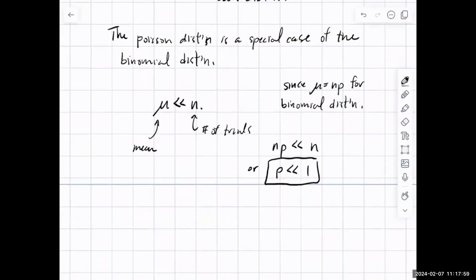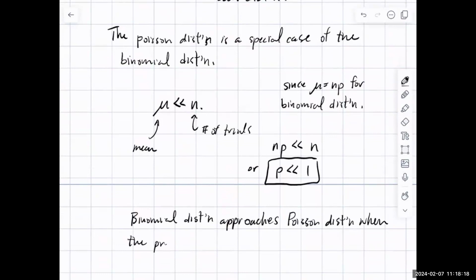So the binomial distribution approaches the Poisson distribution when the probability of success p is small.